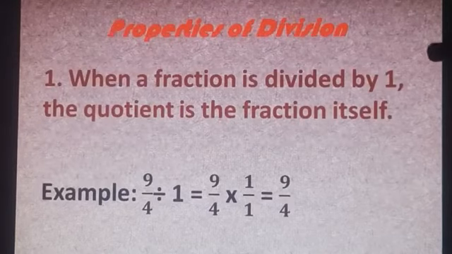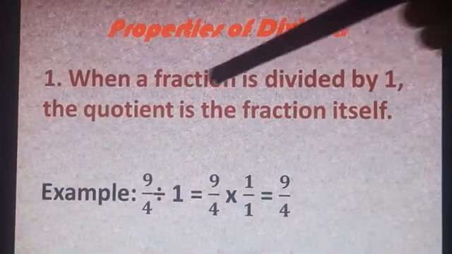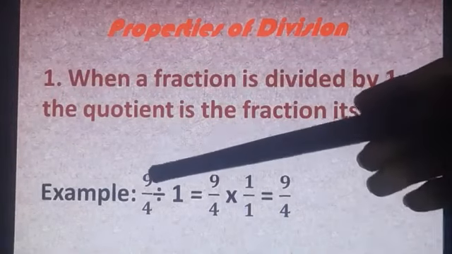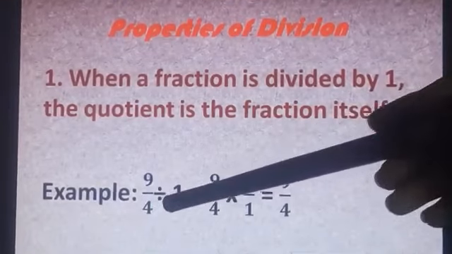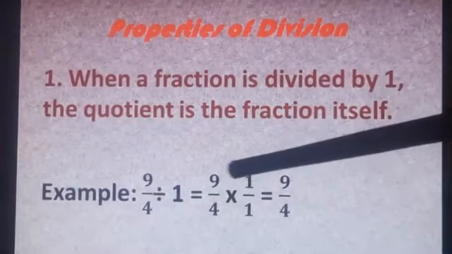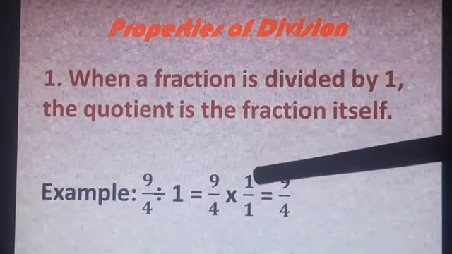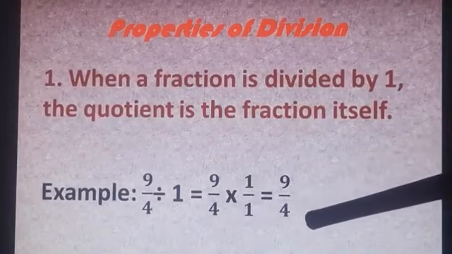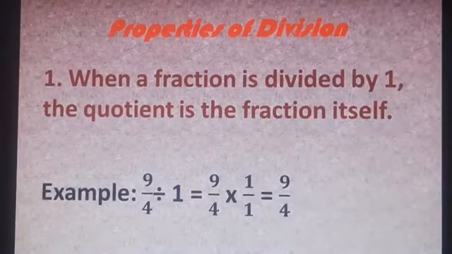Now properties of division. When a fraction is divided by 1, the quotient is the fraction itself. Understood? See this example. The fraction is 9 upon 4 divided by 1. So division is replaced by multiplication. 1 will become 1 only, 1 upon 1. You took the reciprocal, that is again 1 upon 1. So 9 ones are 9, 4 ones are 4. So we are getting the fraction itself.